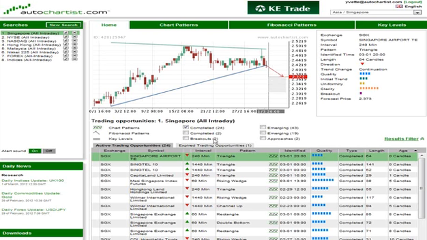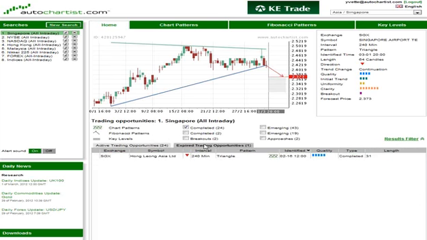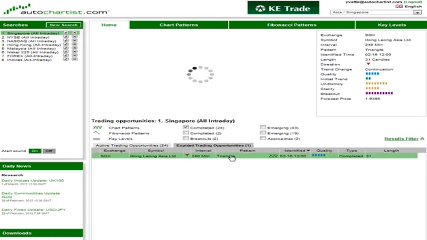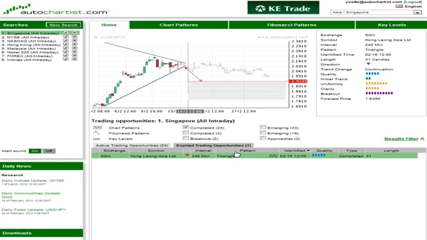Now, in addition, what we've also done was add this tab here called expired trading opportunities. The idea here is to take them out of the equation, literally, when a pattern has gone beyond its sell-by date. So just like you would not keep a pint of milk on the supermarket shelf after a certain while, a pattern can go stale.